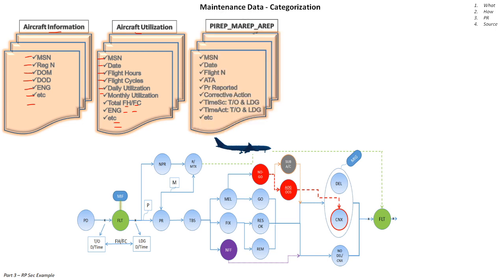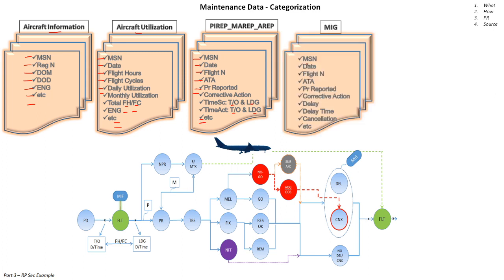Next, PIREP, MIREP, AREP. Again, MSN number, date, flight number, ATA number, problem reported, corrective action, scheduled time takeoff and landing, actual time takeoff and landing, etc. Next, information about delays and cancellations. Again, MSN number, date, flight number, ATA number, problem reported, corrective actions, delay yes or no. If the delay answer was yes, definitely we need delay time, information about cancellations, etc.